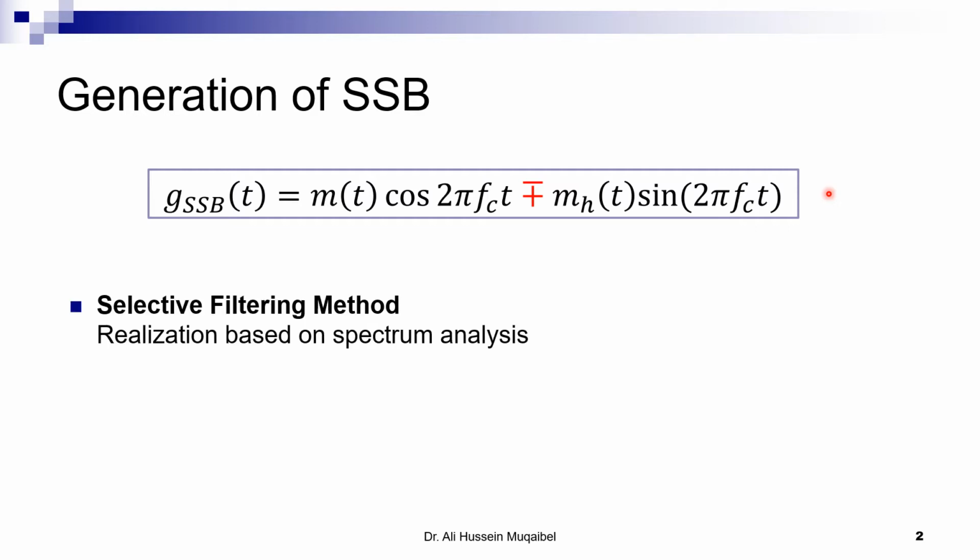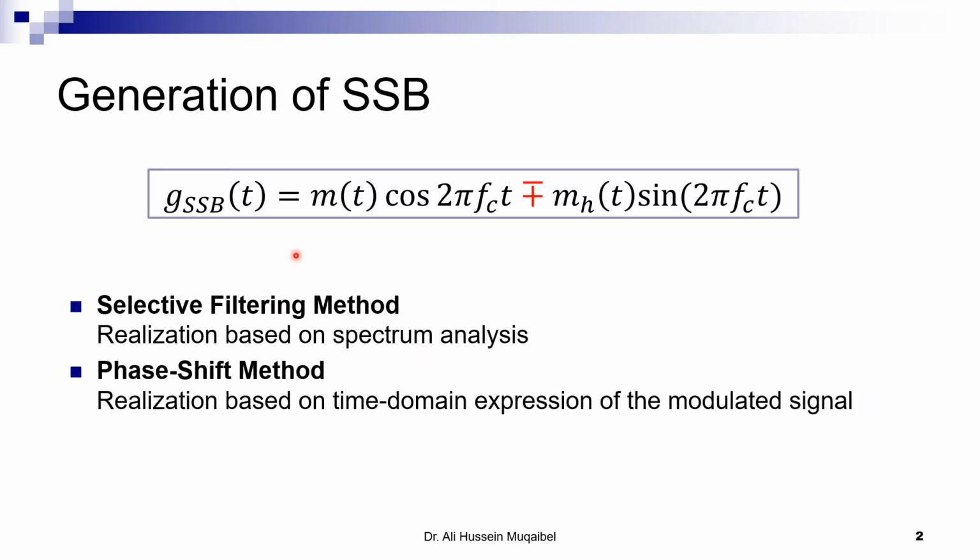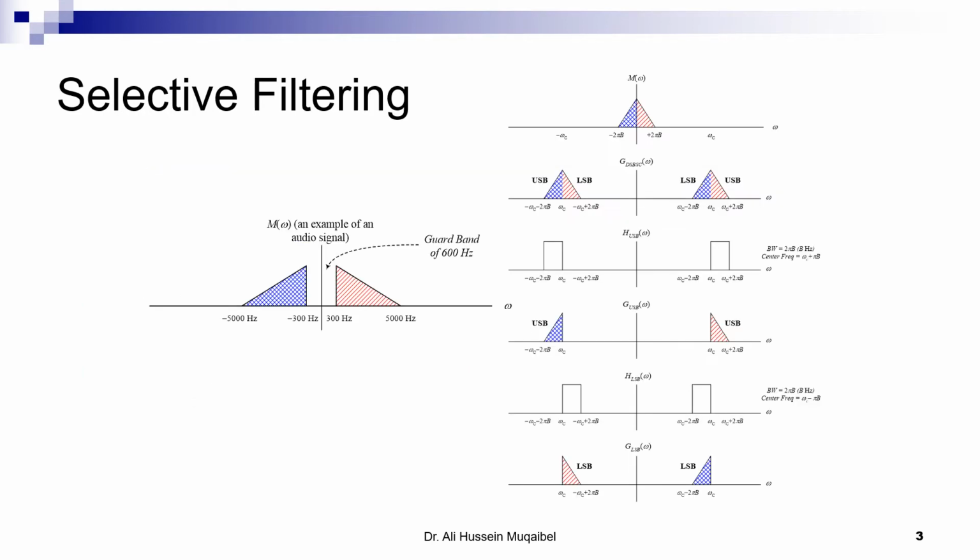We can generate this expression by implementing the equation or by using selective filtering. In selective filtering method, we need to realize the filter based on spectrum, as we're going to see. And in the case of phase shifting method, we will try to implement this time domain expression. So we have two methods for the generation of single sideband.